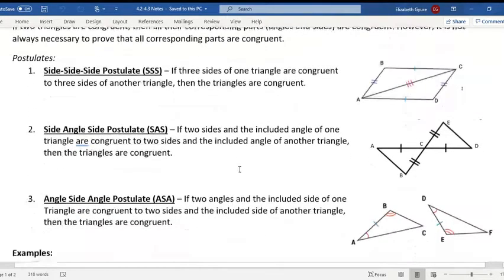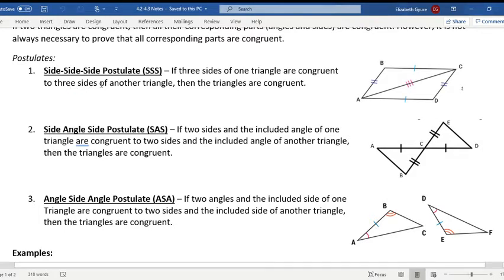So we have 3 different postulates that we're going to learn today. They are the side, side, side postulate, which we abbreviate as SSS, side angle side, which is SAS, and angle side angle, which is ASA. What's kind of nice about these is they are exactly what they sound like they would be. So there's not a whole lot of memorizing that has to happen with these.